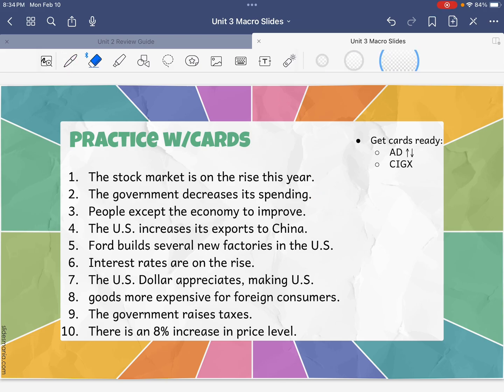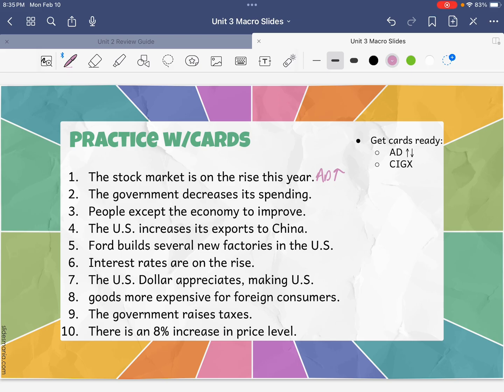The stock market is on the rise this year. Oh, I did a trickster to begin with. So you see the words stock market and you're like, that doesn't count in GDP, right? Because the things that don't count in GDP then don't count in aggregate demand, because aggregate demand is made of GDP, which is made of CIGX. But think about it. If the stock market is on the rise this year and people are making money, what are they going to do with that money? They're going to go spend that money. So aggregate demand is going up because people are making more money. If people make more money, they're going to spend more money.